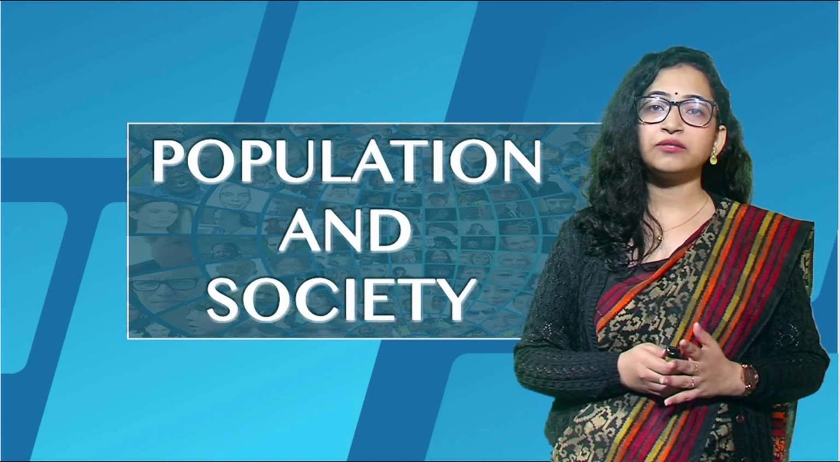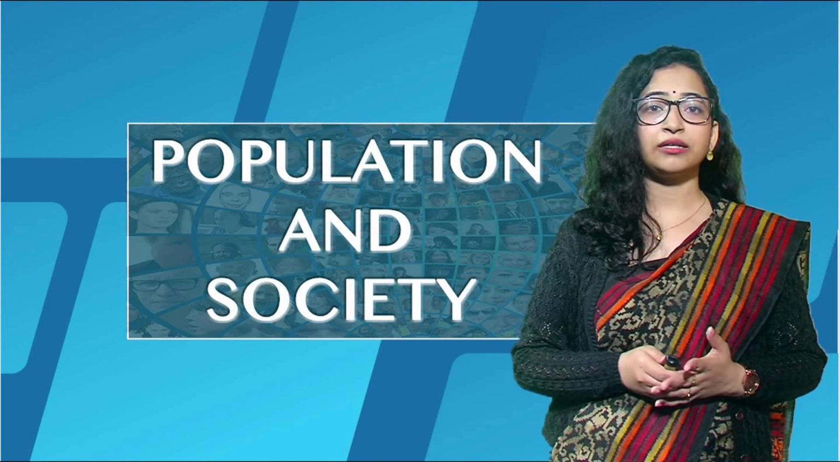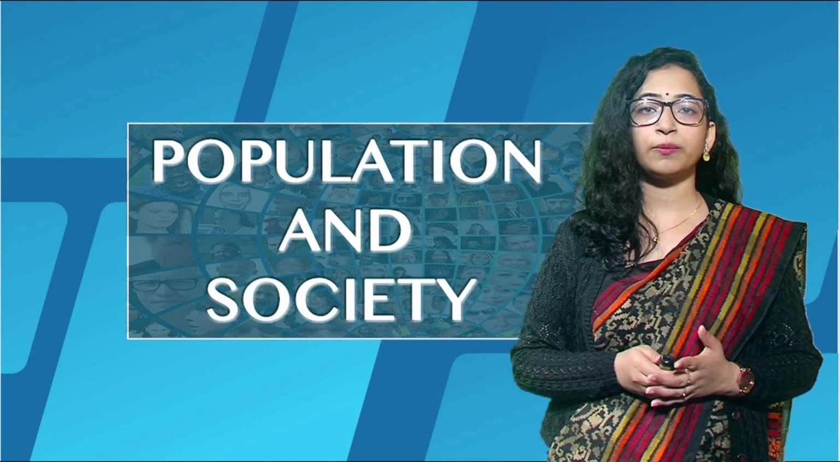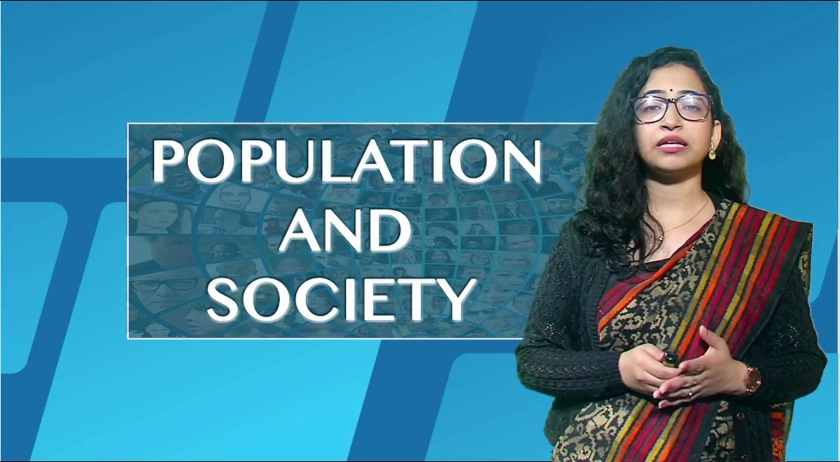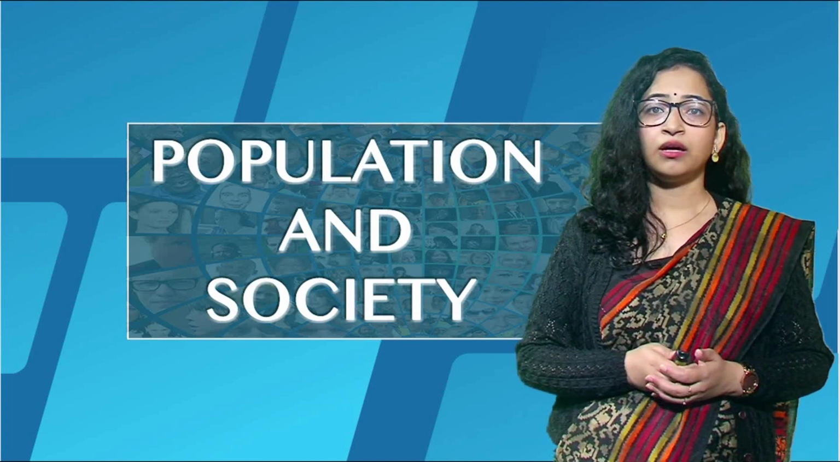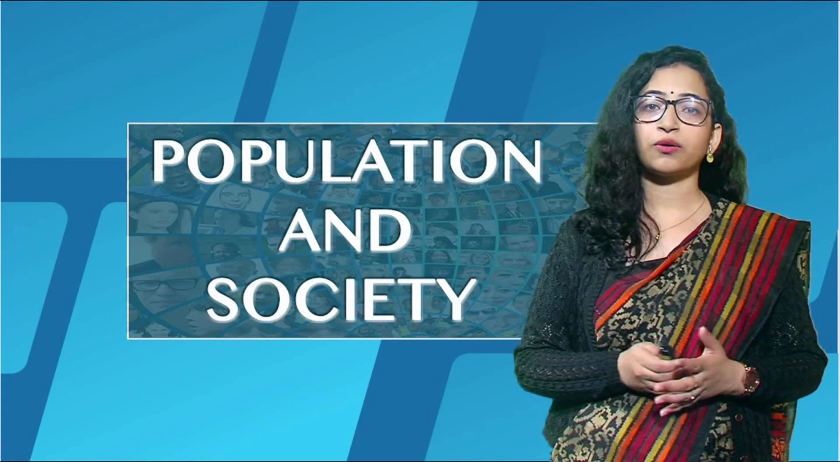So during the last 50 years of planning, the national per capita income of this country has increased by about 3.6% per annum, but the rate of increase is too low if we compare it. The low per capita income of India is attributed to rapid population growth. Then we come to shortage of food.